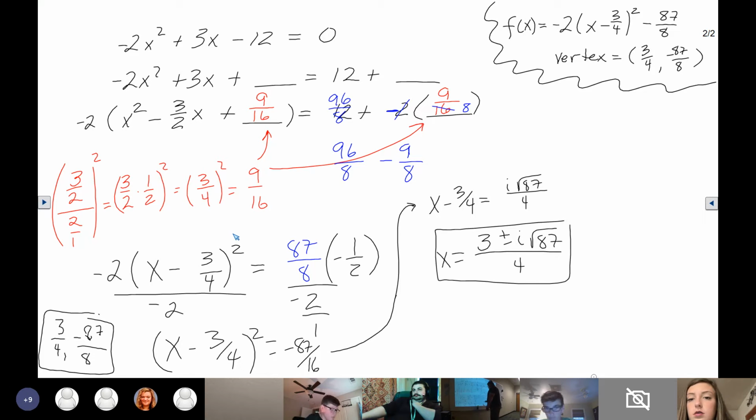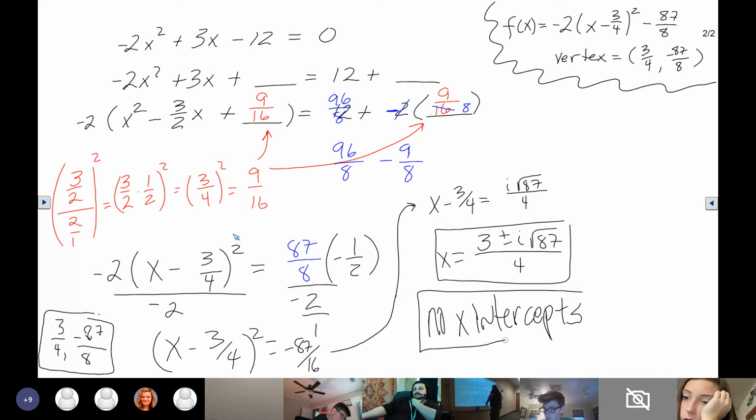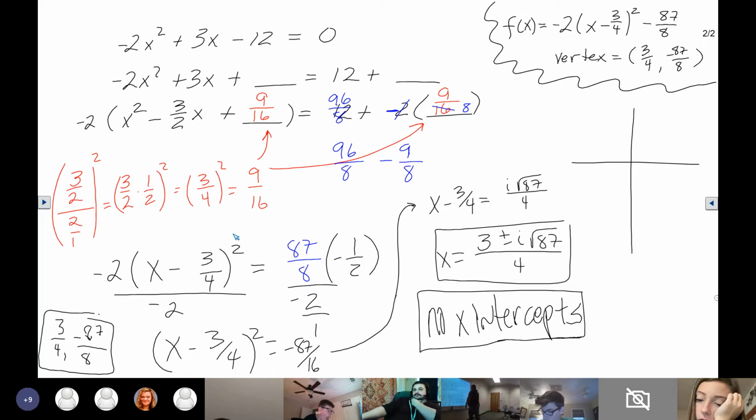Now, as far as I'm concerned, you can just say no x-intercepts because there's a negative in the radical. You've got a y-intercept of negative 12. 1, 2, 3, 4, 5, 6, 7, 8, 9, 10, 11, 12. You've got a vertex of 3/4, and 8 will go into 88 11 times. So that's going to be 11. Should be negative 11. It's pointing downward, so that's okay. And no x-intercepts.